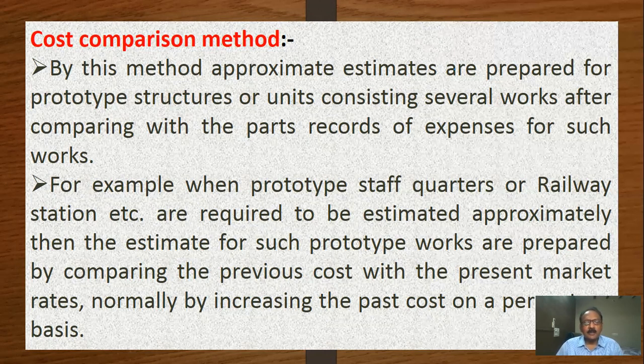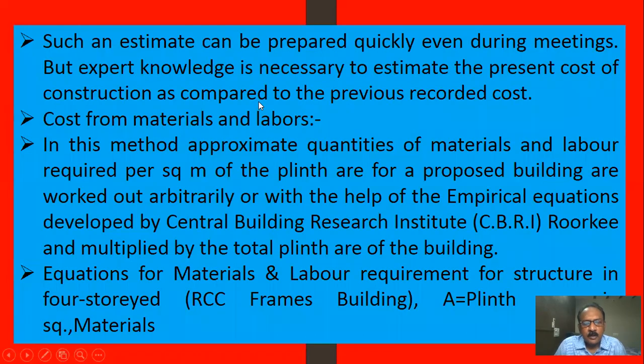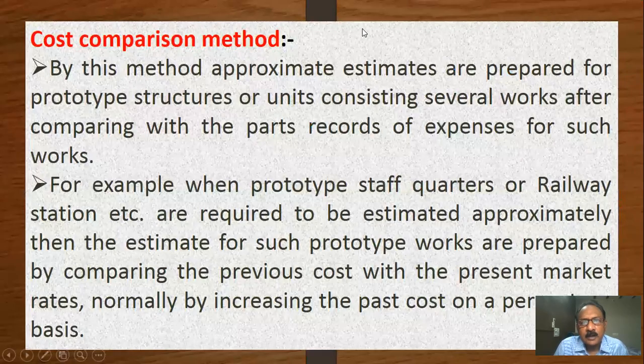So suppose, as I said, present market rates also we have to compare with the previous cost. Suppose that was constructed 2 years back, cement rate was 250 rupees, now 350 rupees. What is the variation? You have to compare and increase your estimate by a percentage. What is the percentage increase from previous to this one? This is one of the methods, the cost comparison method, and we'll see some more topics in the next class.